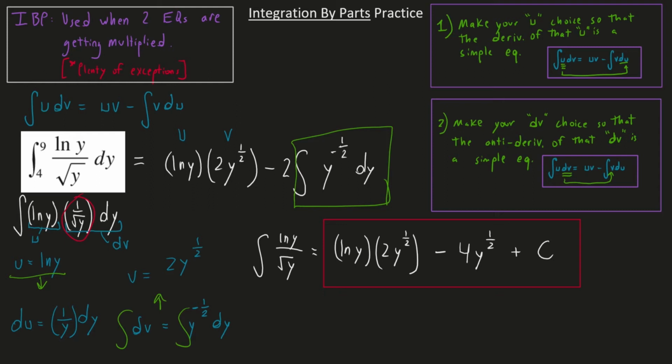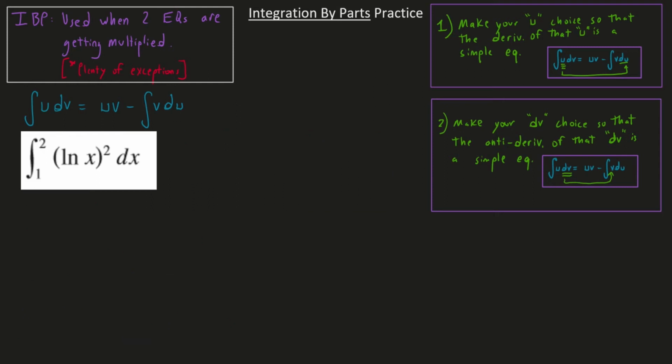Alright. Let's do one more. Alright, so this one looks like one of those problems I warned you about in the part 2 integration by parts video. Looks like we just have one equation right here, so I'm just about to make this my u and this my dv without a second thought. But you got to be very careful.